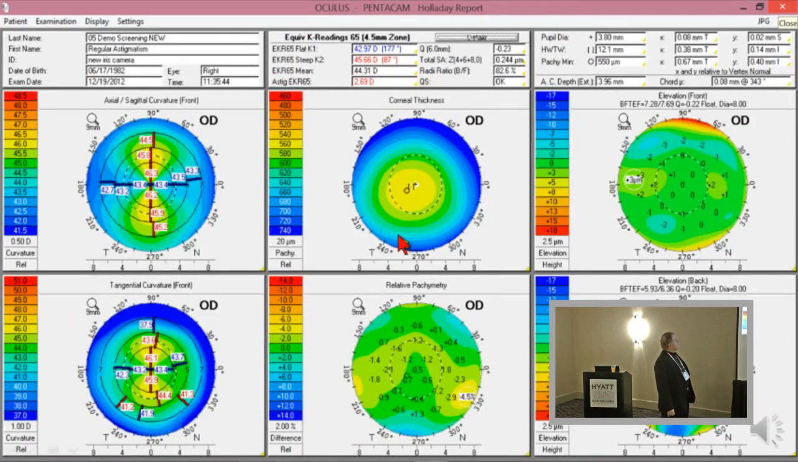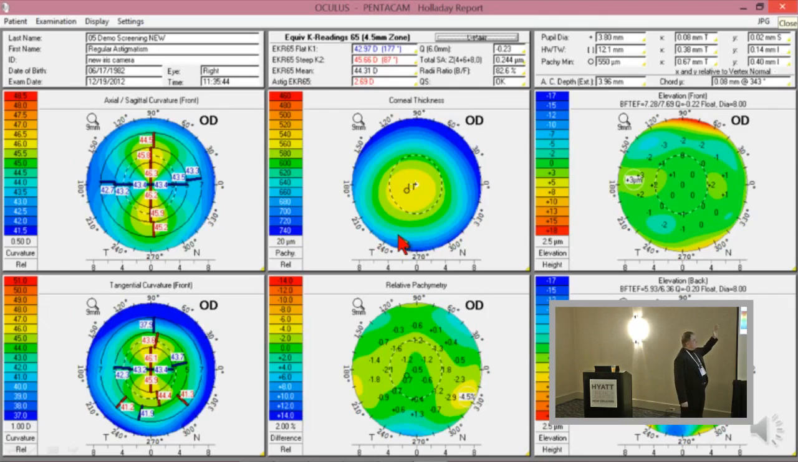All right. Now, upper left-hand corner, demographics, name, all the stuff that you need to know about the patient to identify him. Upper middle, K readings and parameters for lens calculations, okay? Upper right, additional measurements that give you things also related to refractive surgery and to cataract surgery. And we'll talk about what those are in a minute.